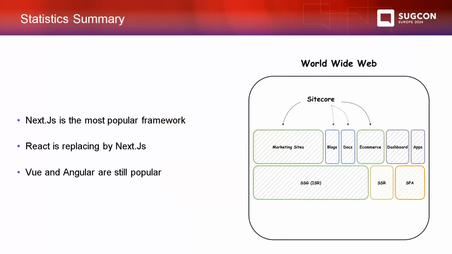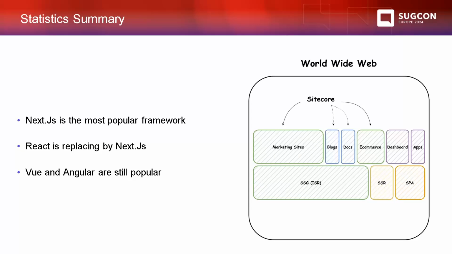So let's sum up what we saw in the statistics. Sitecore made a right decision by choosing Next.js in 2021. It became very popular and it revolutionized Sitecore headless development. React is continuously being replaced by Next.js, and most probably, at some point, the clean React approach will be completely replaced by Next.js.